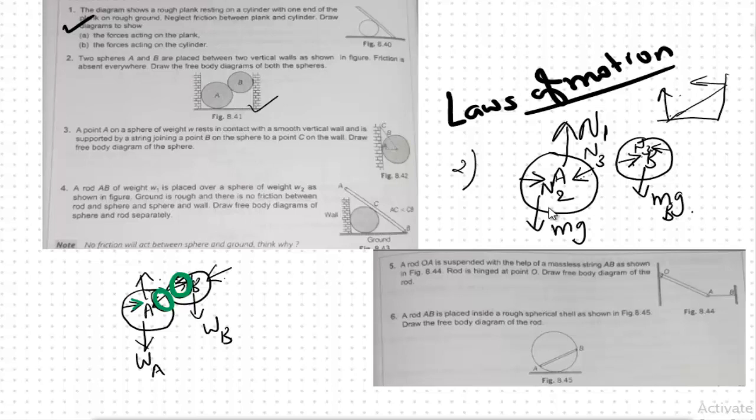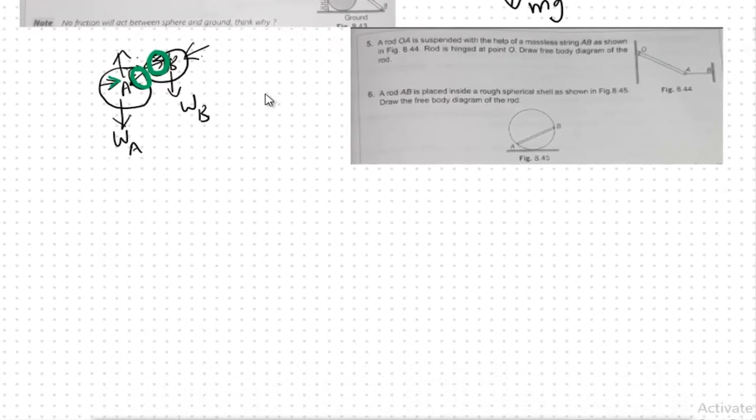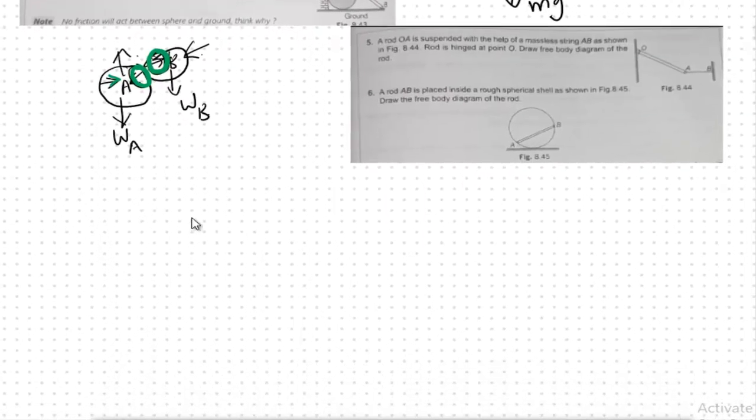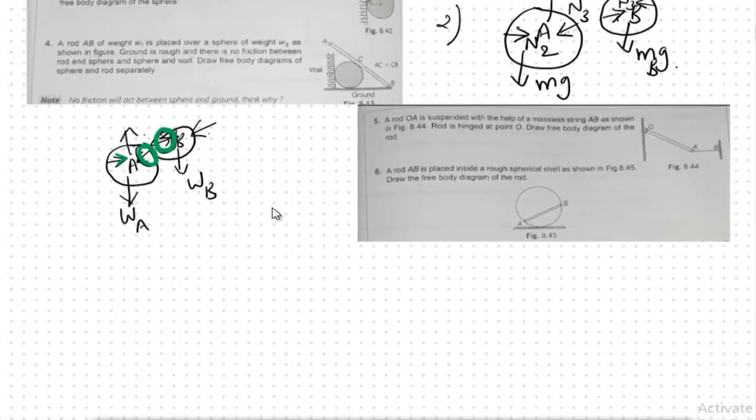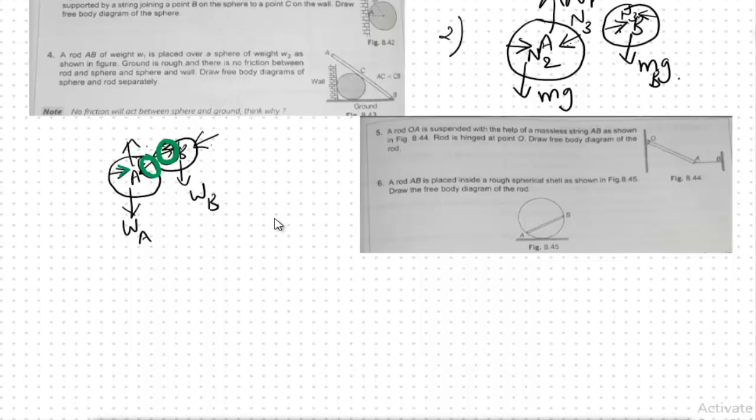So I'll redraw this diagram over here, down. Here I'm going to draw the same diagram first. This is a wall, and it is vertically attached to the sphere at the point A. This is the point A, and B is attached through a string towards the point C.